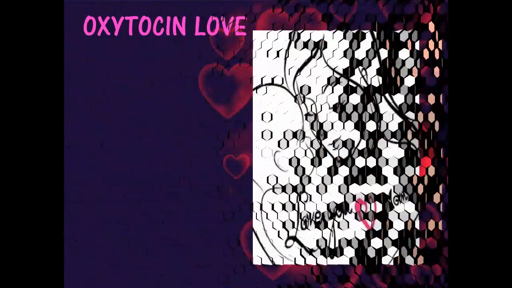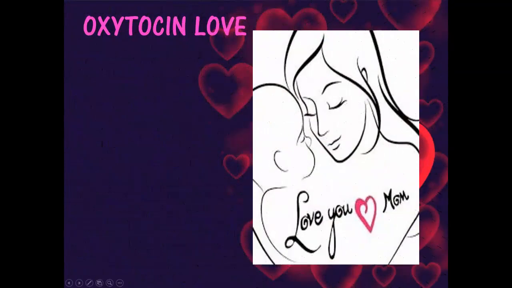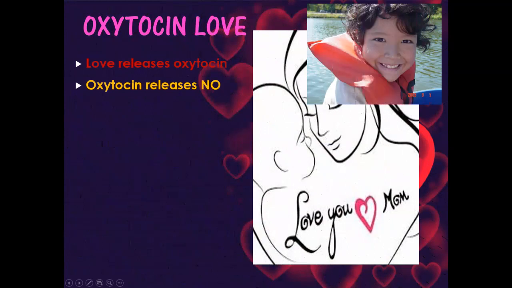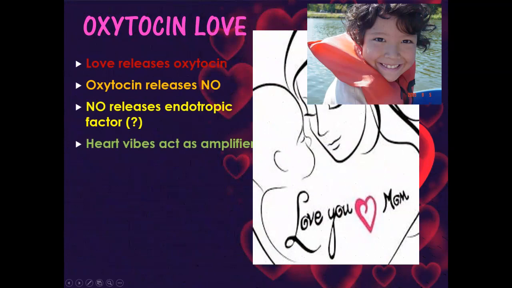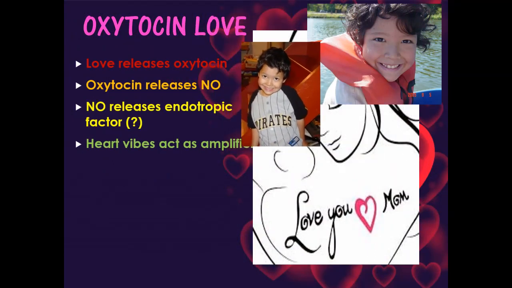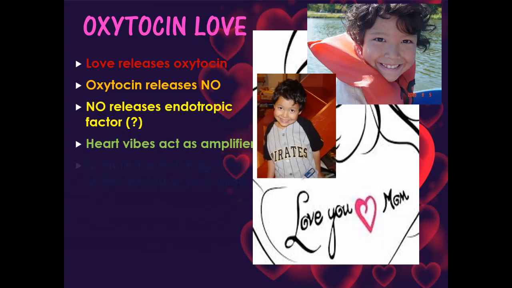Why would we? So oxytocin is about love, and today is Mother's Day as I record this. Love releases oxytocin, and then oxytocin releases nitric oxide, and that's a picture of Joey from 2005. Nitric oxide releases endotrophic factor, which is a cytokine, and it makes your heart act as an amplifier. Remember I mentioned it's all about the vibrations. And there's another picture of Joey at my mom's house.